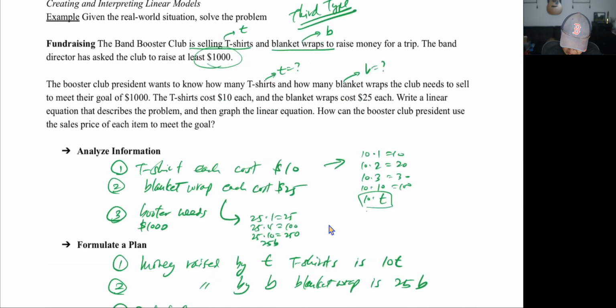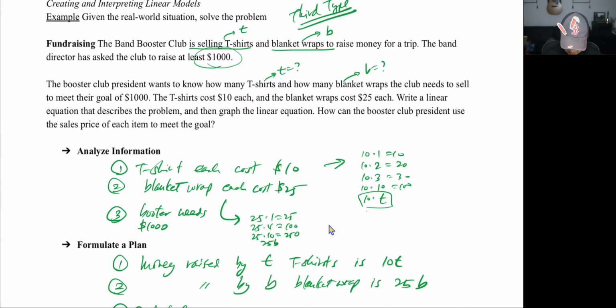Okay. So let's go with T for the number of shirts and B for the number of blankets. So the t-shirt each costs $10. See that? So ultimately you go through the pattern and you're like, okay, that'll be 10T. All right. We're analyzing the information for now, right? Blanket wrap costs $25 each, like 25 times 1, 25, and so forth. 25B represents the amount of money that you get from blanket wrap. And the booster needs 1,000.